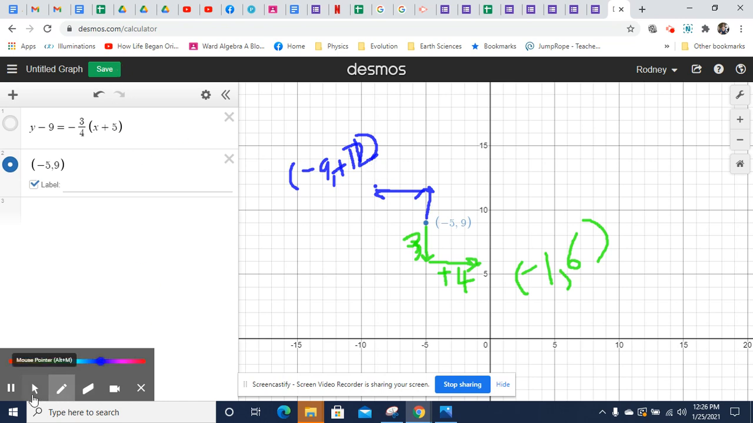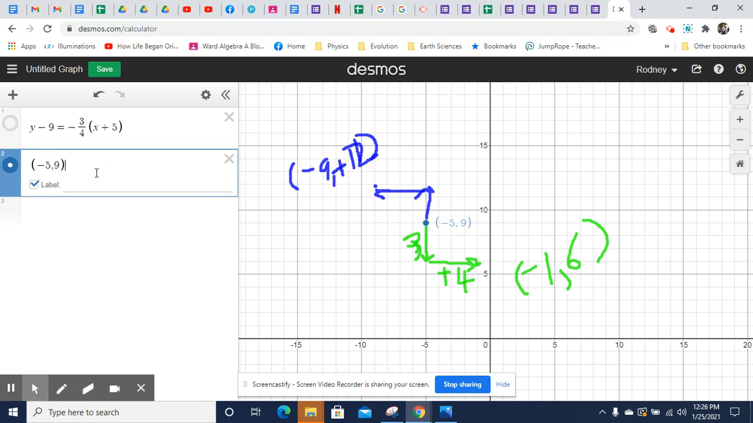So let's test that out. So over here, I can actually use the slope. I've got negative 5, comma 9. And what I'm going to do is subtract 3 from 9, and I will add 4 to negative 5. And I will do that in reverse.